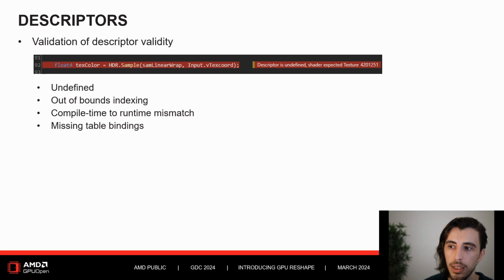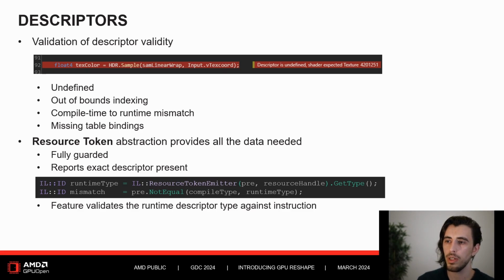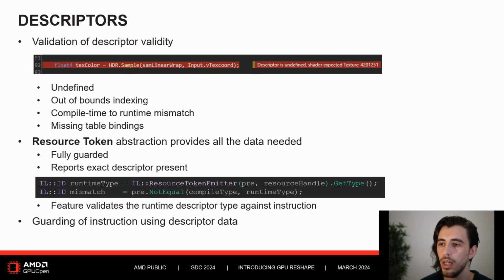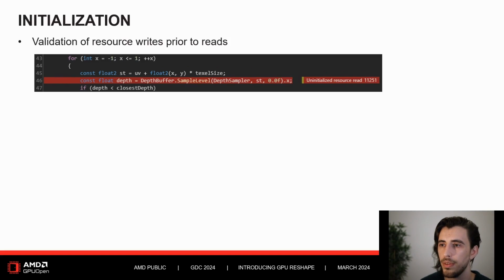They may be undefined, subject to out-of-bounds indexing, they may have a mismatch from the compile time type to the runtime type. And maybe the table's missing entirely. Now, luckily for us, resource tokens provide all the information needed to validate things, particularly as it's a guarded operation. From this, we validate if there's a mismatch between what's expected and what's actually there. Now, there's a couple more things needed, but this is the most important bit. On top of this, to protect against crashes, we employ guarded validation.